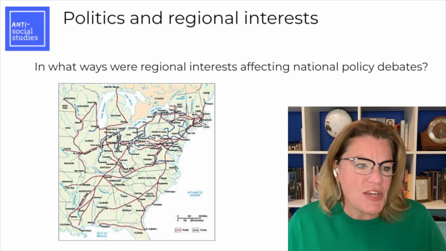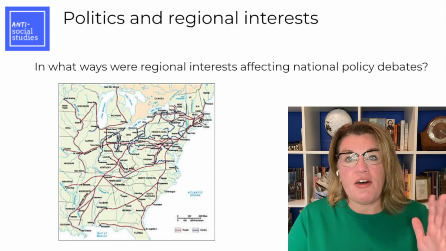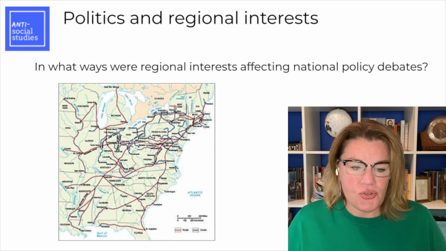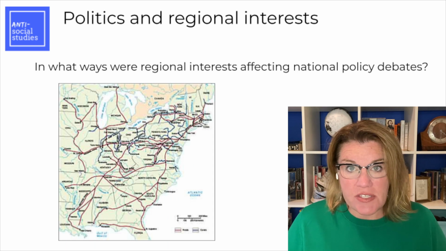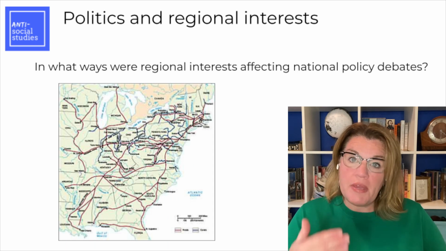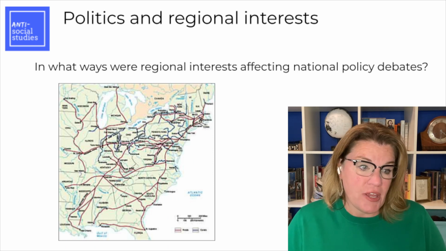Secondly, look at the way that politics are shaping regional interests, or that regional interests are shaping politics. We're starting to see the country grow into North versus South versus West. And so we're seeing these regional interests affect national policy debates. Think about the impact of slavery, the growth of slavery. What are the compromises that the government begins to employ when it's looking at the impact of slavery?